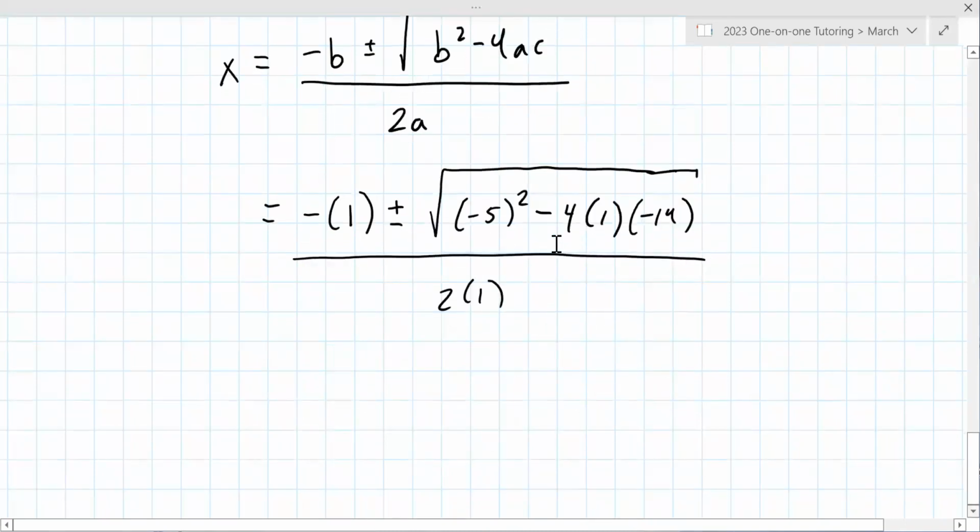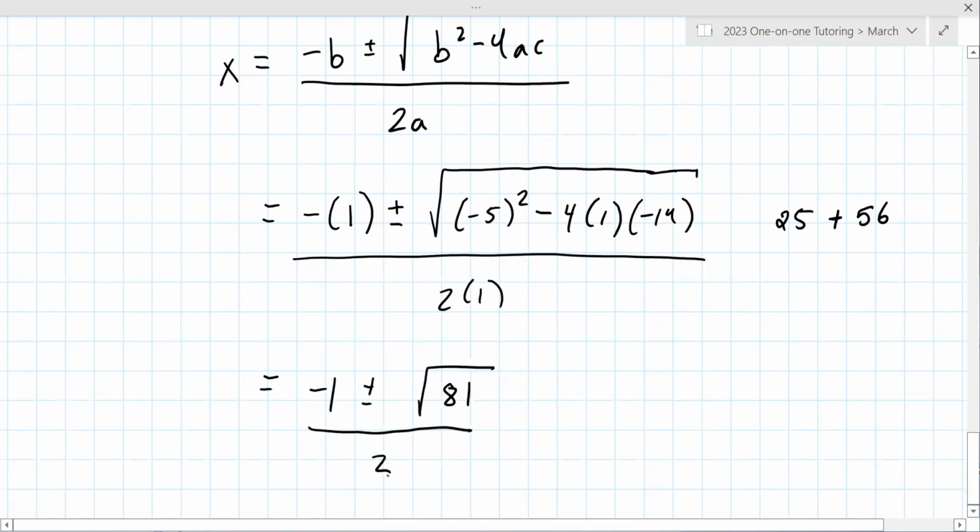So, multiplying, I don't remember, you think you said no calculator here, but you've got 25 and then ends up being plus 4 times 14, which is 56. You end up getting the square root of 81. Okay. Will you finish the problem off from here for us?